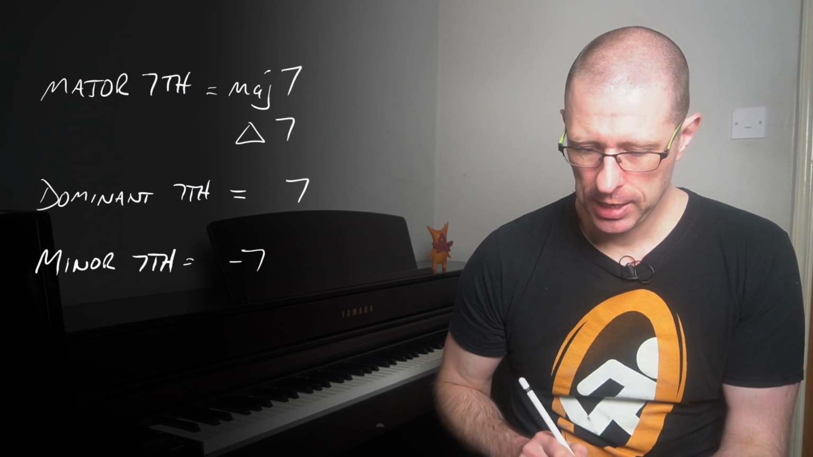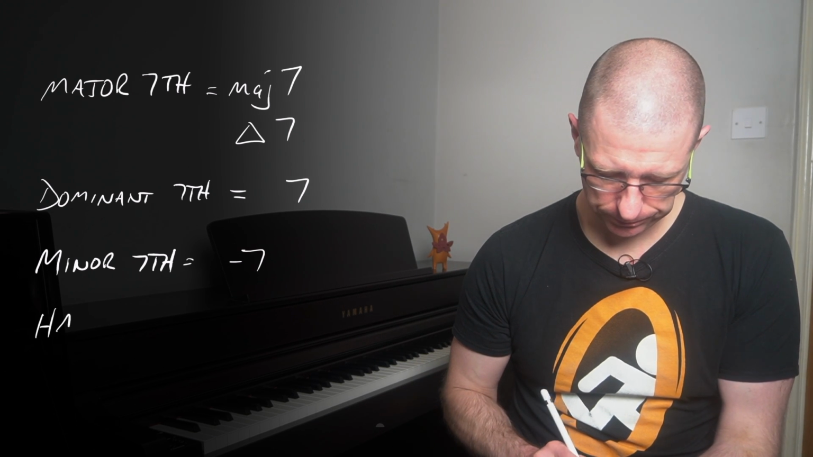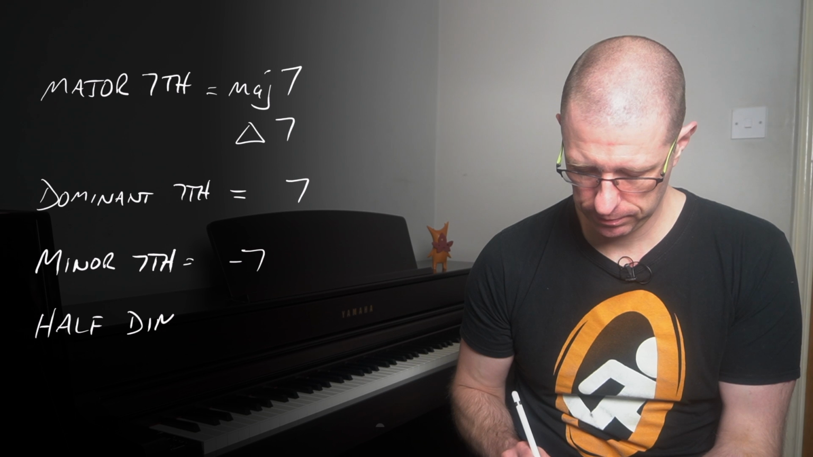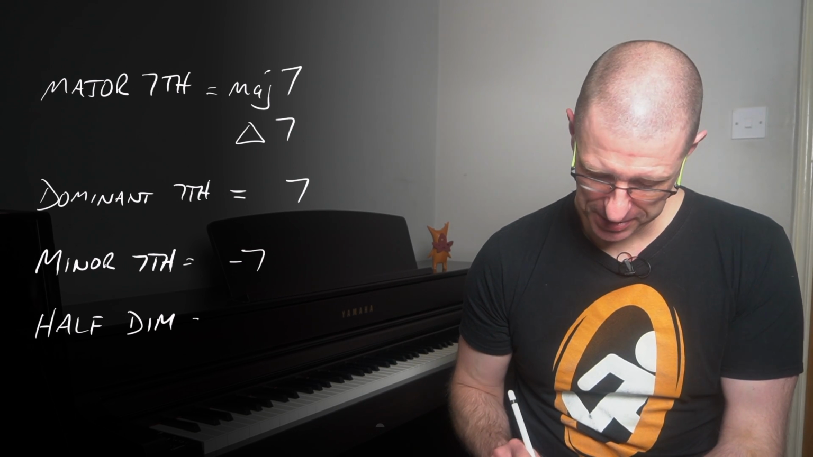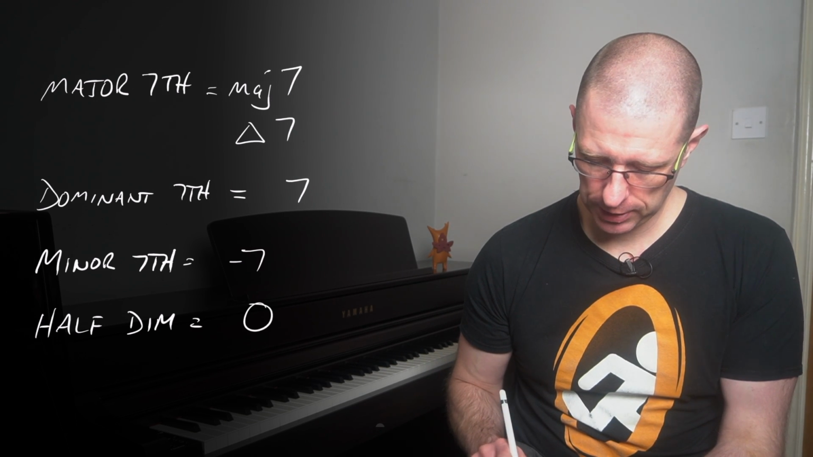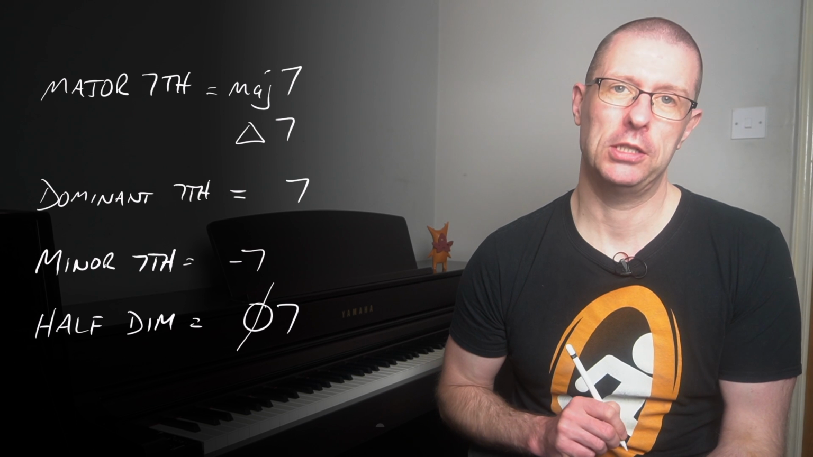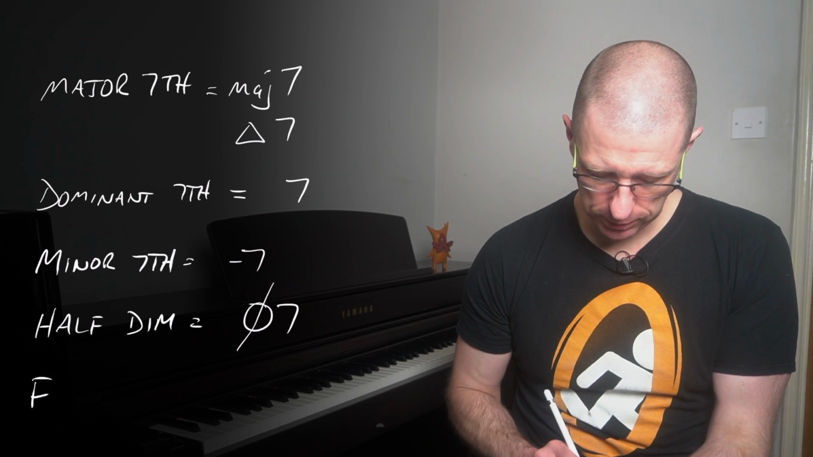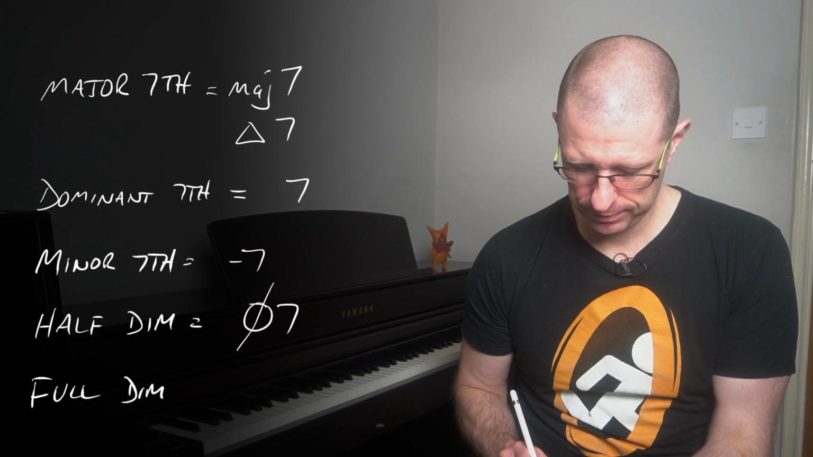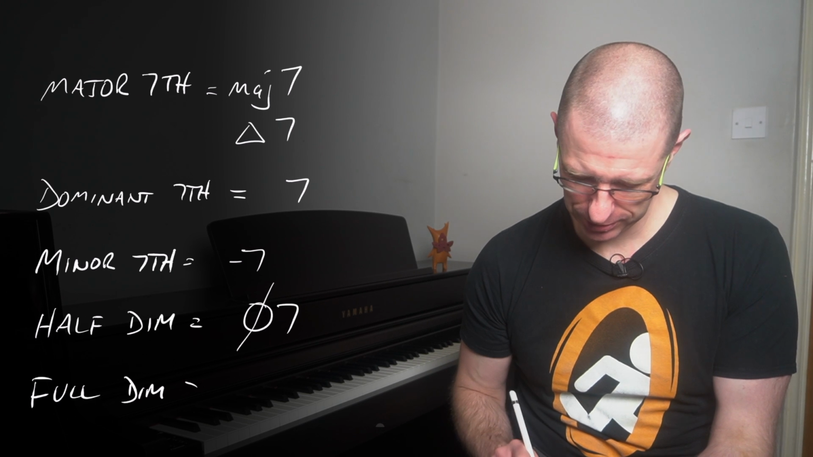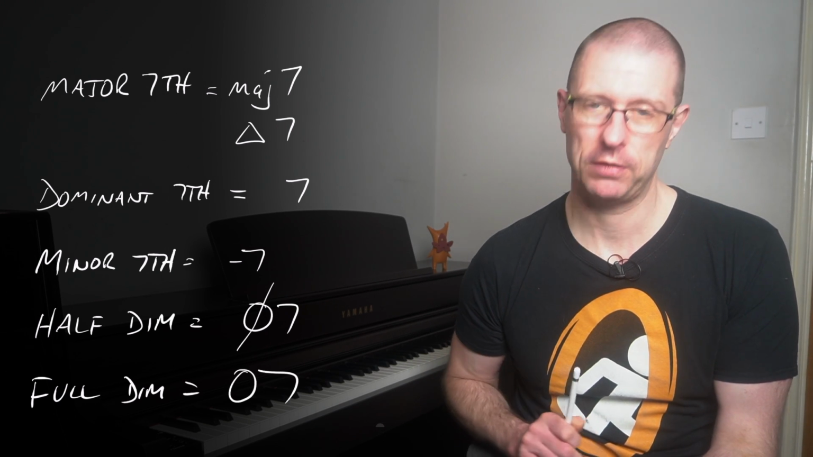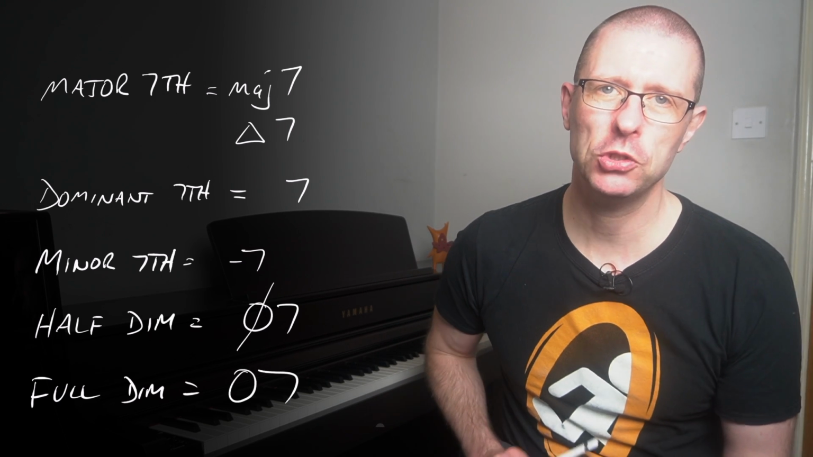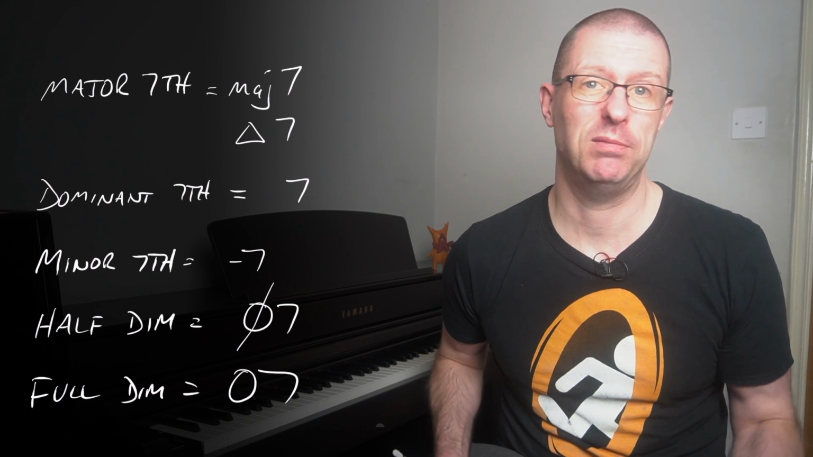The half diminished, I'll just write half dim, that's me. You have an O with a slash through it and then a 7. And then if we go to the full dim, which is probably me more in the mornings, we have a full circle and a 7. So that covers all the shorthand symbols that you'll see in lead sheets, for example.